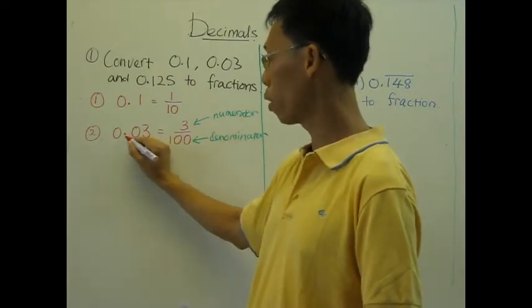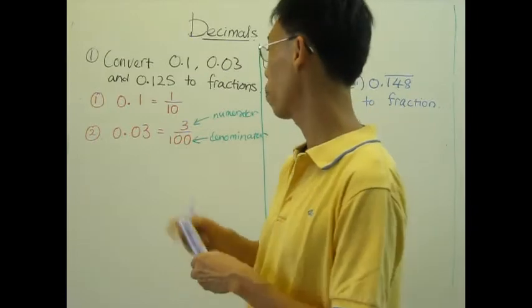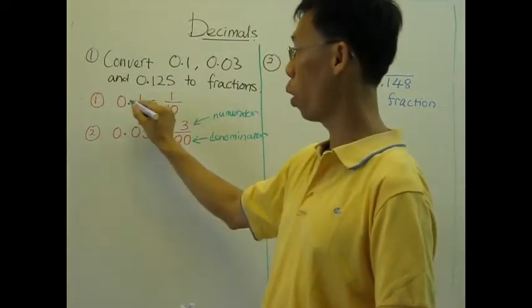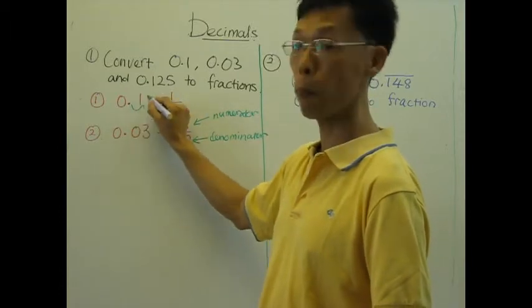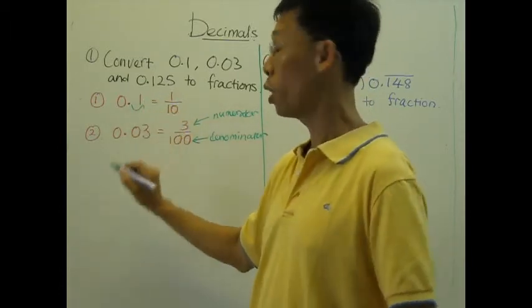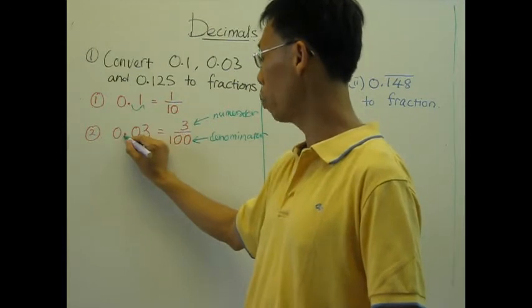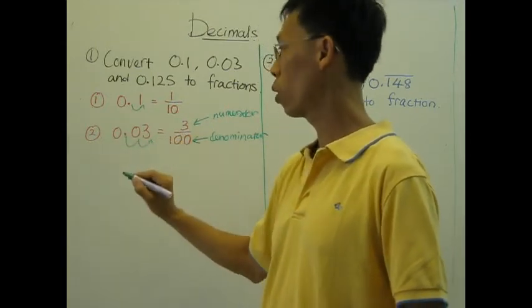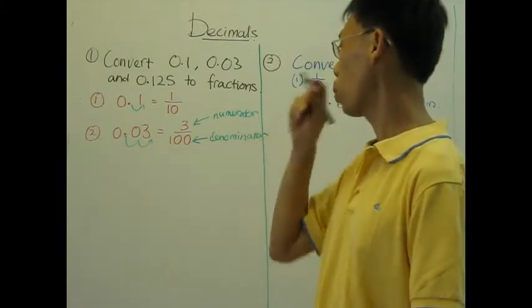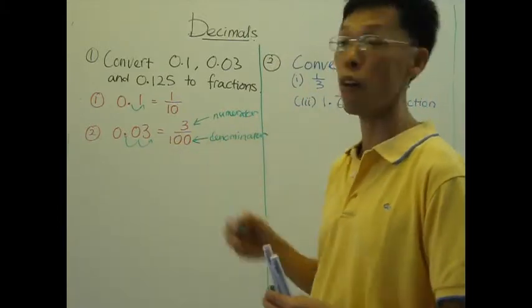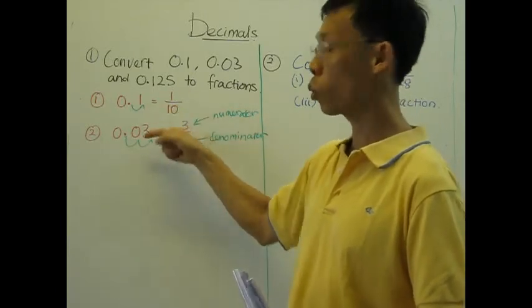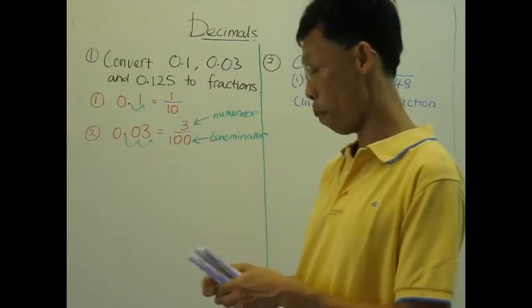The way I think of it is this way: 1, 0, you bring the decimal one place to the left. And then here you bring it 2 places: 1, 2. Right? So 2 zeros. So 3 over 100. You can simplify that if you wish. So this is a fraction, this is a fraction, therefore these two numbers are actually rational numbers.